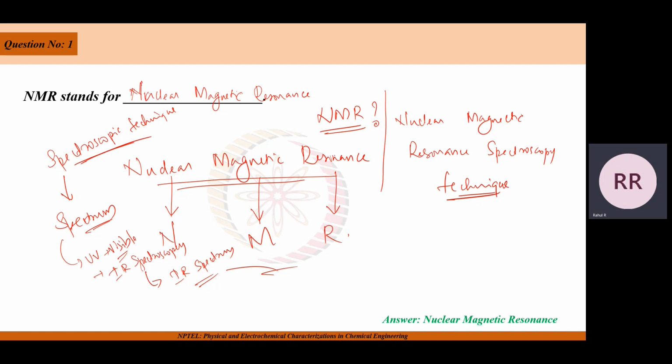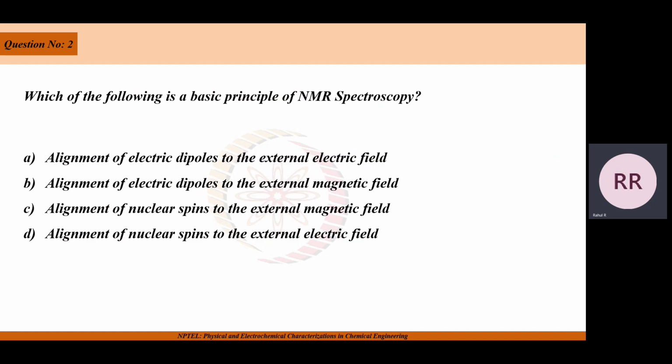Now let us go to the next question. Which of the following is a basic principle of NMR spectroscopy? Alignment of electric dipoles to the external electric field, alignment of external electric dipoles to the external magnetic field, alignment of nuclear spins to the external magnetic field, alignment of nuclear spin to the external electric field.